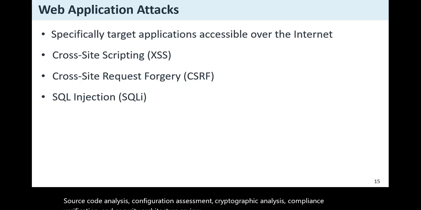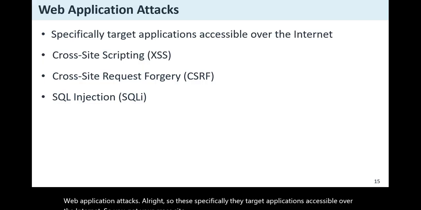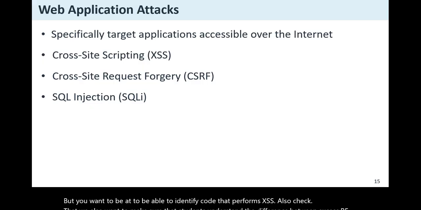Web application attacks. These specifically target applications accessible over the internet. You've got cross-site scripting, XSS, cross-site request forgery, and SQL injection. We're going to talk about CSRF, or cross-site request forgery, later in the course. But you want to be able to identify code that performs XSS. We also want to make sure that students understand the difference between XSRF and XSS.